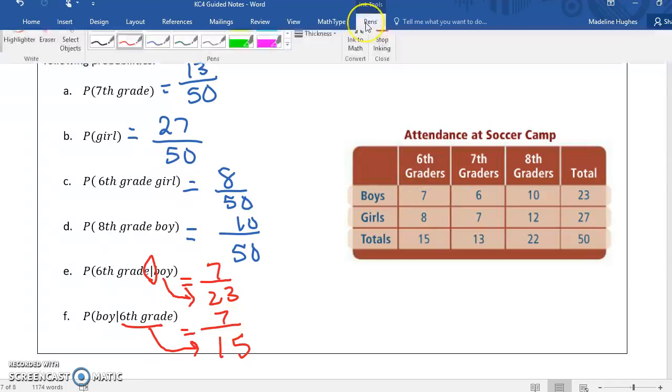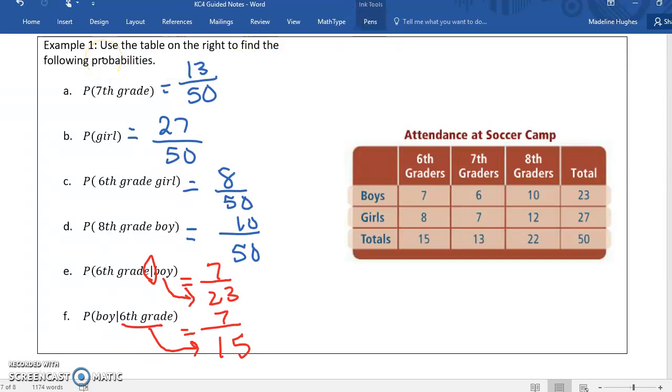Now, one of the things I forgot to do with some of these was to simplify. 13 out of 50 is simplified. 27 out of 50 is too. We can double check by doing 27 divided by 50 in your calculator, hitting enter, and it should simplify it for you. That one's good. 8 divided by 50 does simplify to 4/25. 10 out of 50 is 1/5. 7 out of 23 and 7 out of 15 are okay. So like I've been preaching all this, make sure you simplify your answers.